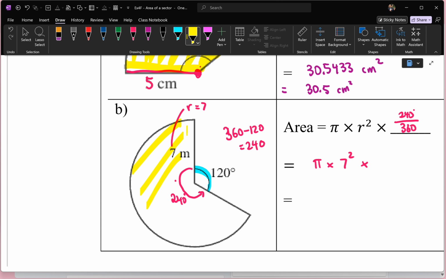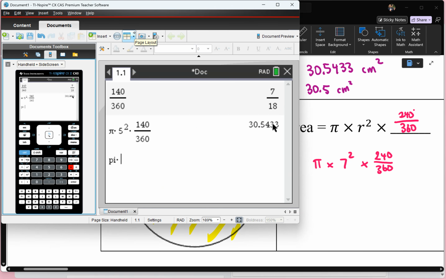So I'm just going to quickly do that. So it's 240 out of 360. Type it in your calculator. You can do it all in one go. 240 over 360. And here we go. I'm going to do it all in one go. So pi times 7 squared times 240 over 360. I'm missing a 0 there. And the answer is 102.625.